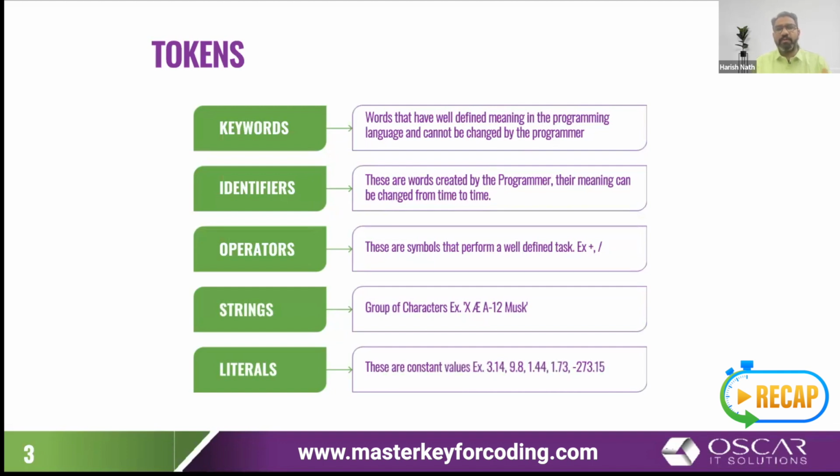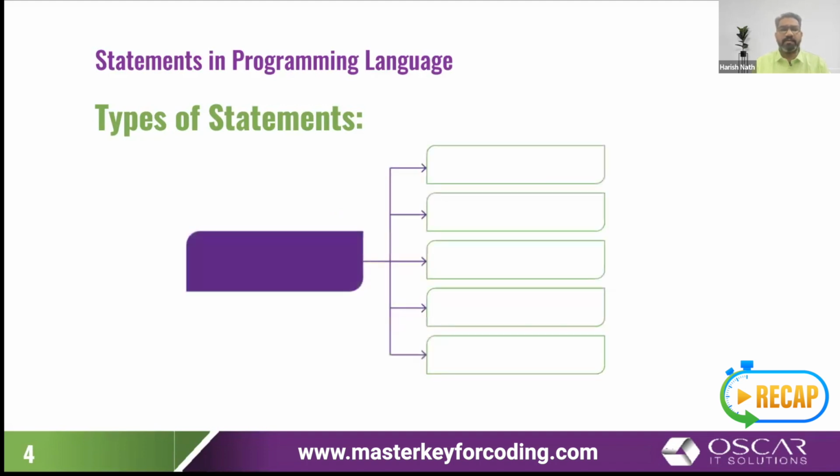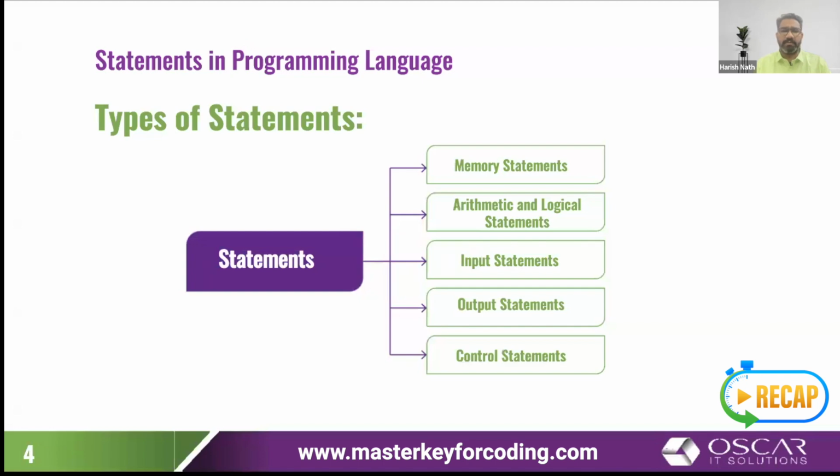Now, what are we going to do with these tokens? The next level of our learning is about statements. How many types of statements do we have? And what are these statements? Statements are instructions that are given to the system by the programmer. And these statements can be classified only into 5 types again. Which 5? First one, memory statement, then arithmetic and logical statements, input statement, output statements, and control statements.